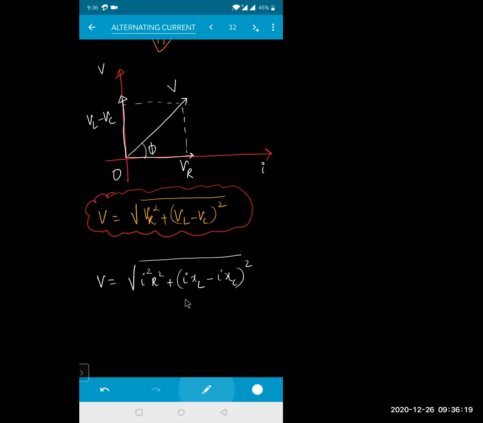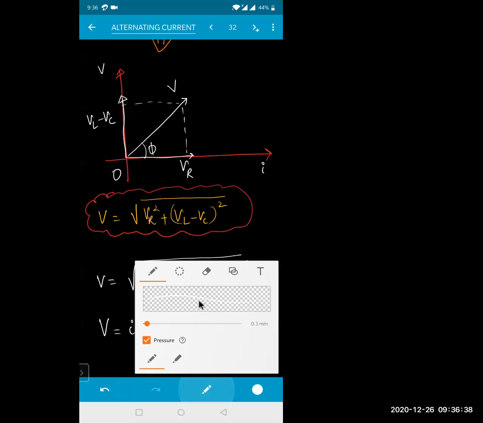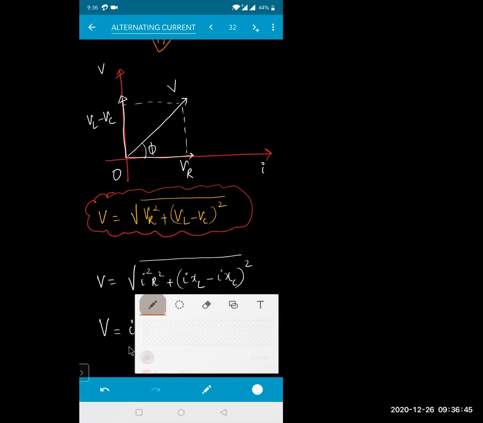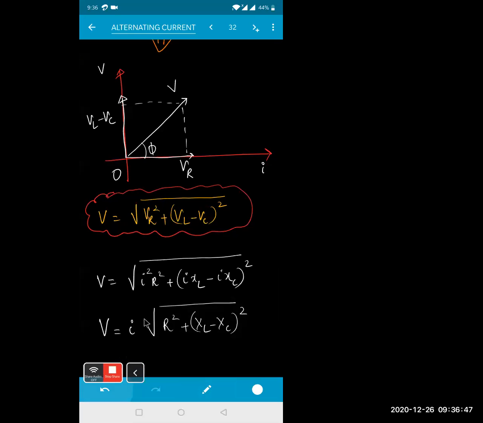Right? So can we take I square common here as well? So taking I square common, this will become under root of R square plus XL minus XC whole square. So this will be the potential. Since I square comes outside, the square does not remain here, so the square will get cancelled. I have brought this I square outside. So V will be equal to I into under root of R square plus XL minus XC whole square.